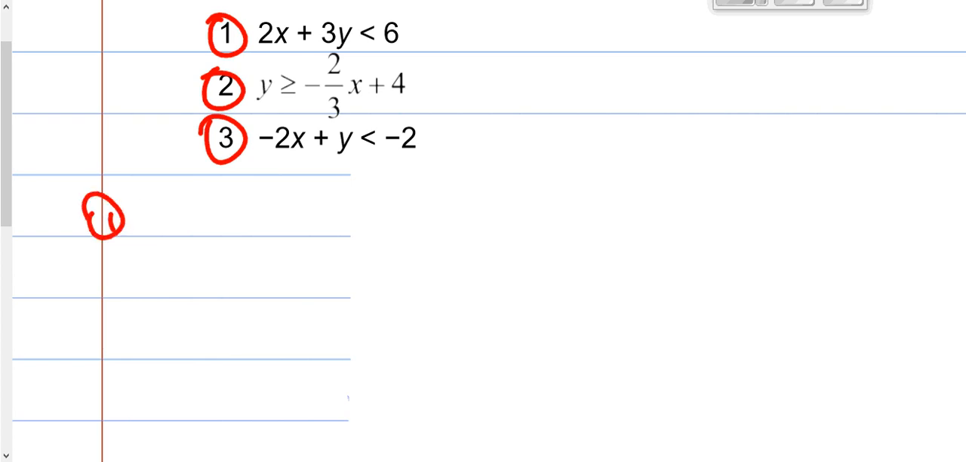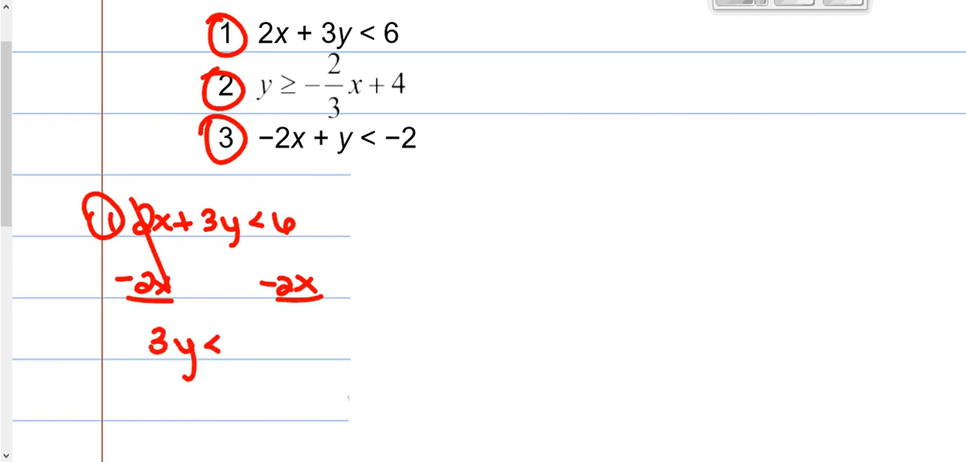So let's take inequality 1. We have 2x plus 3y less than 6. Work with it just like you do a regular equation and get y by itself. So we are going to subtract 2x from both sides. They cancel on the left, and we get 3y is less than... These are not like terms, so you cannot combine them. We have negative 2x plus 6 because it is a positive 6.